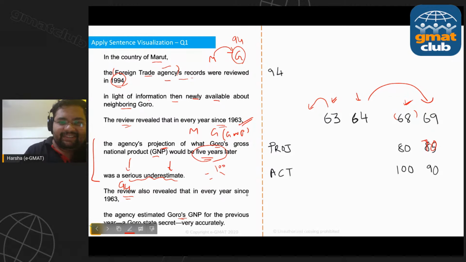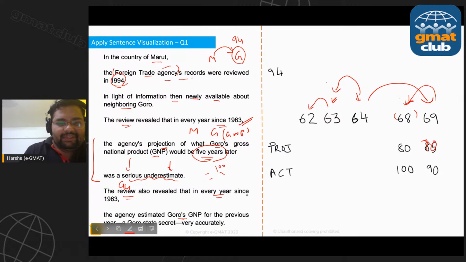The review also revealed that in every year since 1963, the agency estimated Guru's GNP for the previous year. So the previous year means 1962 to start with. So in 64, they're estimating 63, and so on and so forth. In 69, they'll be estimating 68, right?